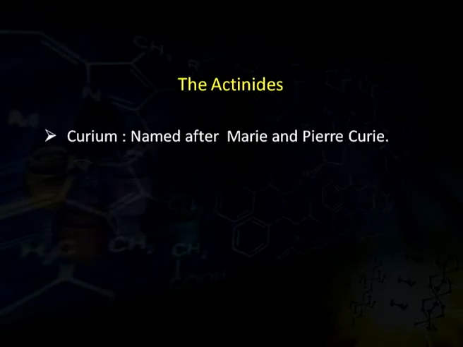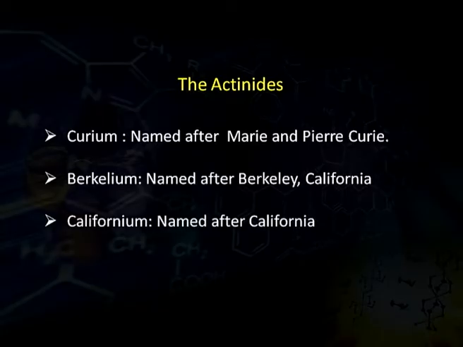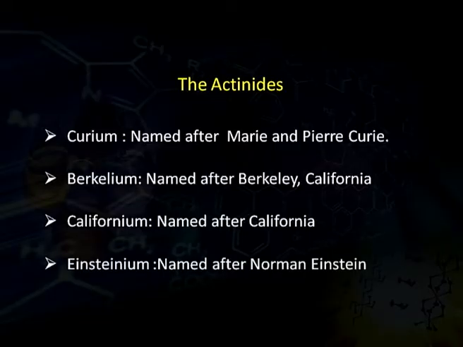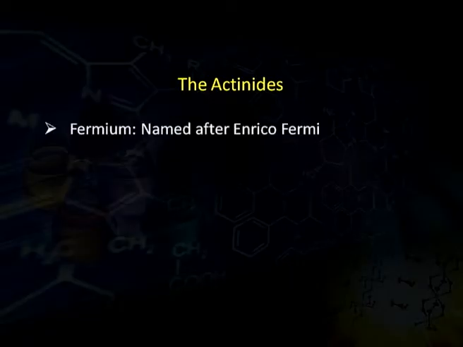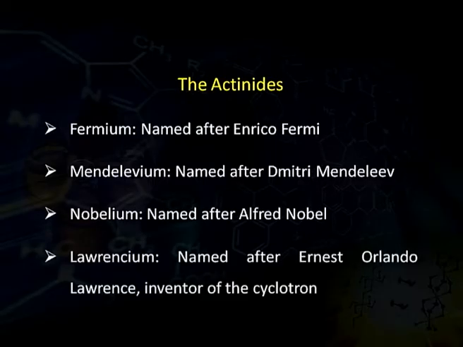Curium was named after Marie and Pierre Curie. Berkelium was named after Berkeley, California. Californium was named after California. Einsteinium was named after Albert Einstein. Similarly, fermium was named after Enrico Fermi. Mendelevium was named after Dmitri Mendeleev. Nobelium was named after Alfred Nobel. Lawrencium was named after Ernest Orlando Lawrence, who was the inventor of the cyclotron. So, most of the actinide elements were named after their discoverers.